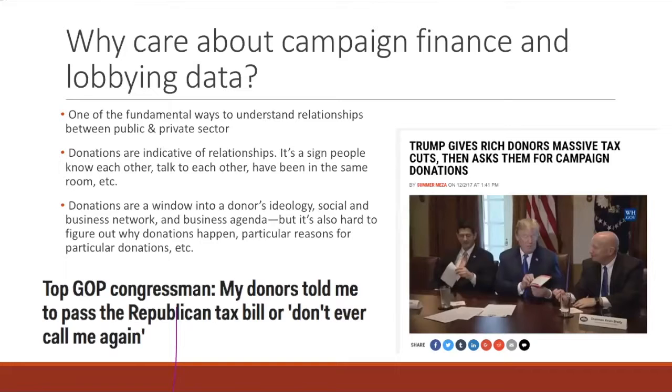One thing is that donations are indicative of relationships. It's a sign that people know each other, that they talk to each other, that they've been in the same room, etc. So if you know a politician's donor, particularly a donor that's given a lot of money, it's often an indicator that that donor can make a call and quite literally get that politician on the phone to do what they want them to do. It's also a window into a donor's ideology, social and business network, and business agenda, which can be really useful, but at the same time, it's sometimes hard to figure out why donations happen at particular times. So it's one piece of power structure research, but not all the pieces.